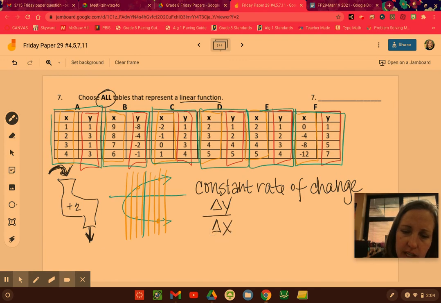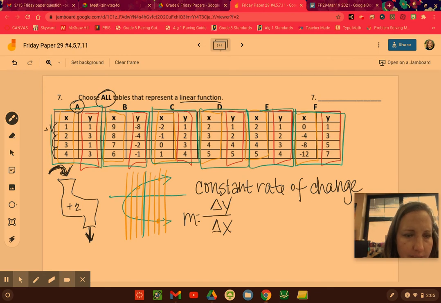Change in y over change in x is equal to my m, which is my slope. So then let's figure out change by adding or subtracting, right? Normally we talk about it in subtraction, but on table A, from 1 to 2, add 1, 2 to 3, add 1, 3 to 4, add 1, and I can write that out here, right?